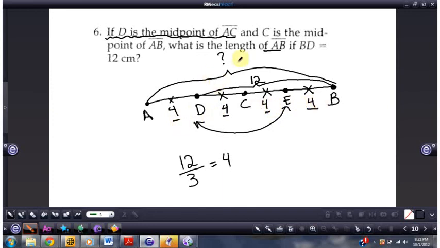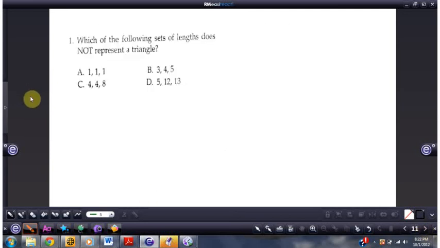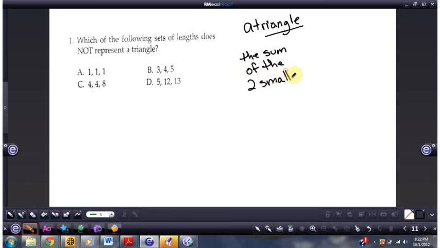Okay, so which of the following sets of lengths does not represent a triangle? Now, a triangle. Okay, the easiest way to figure these things out is the sum of the 2 smaller legs should be greater than the 3rd leg.